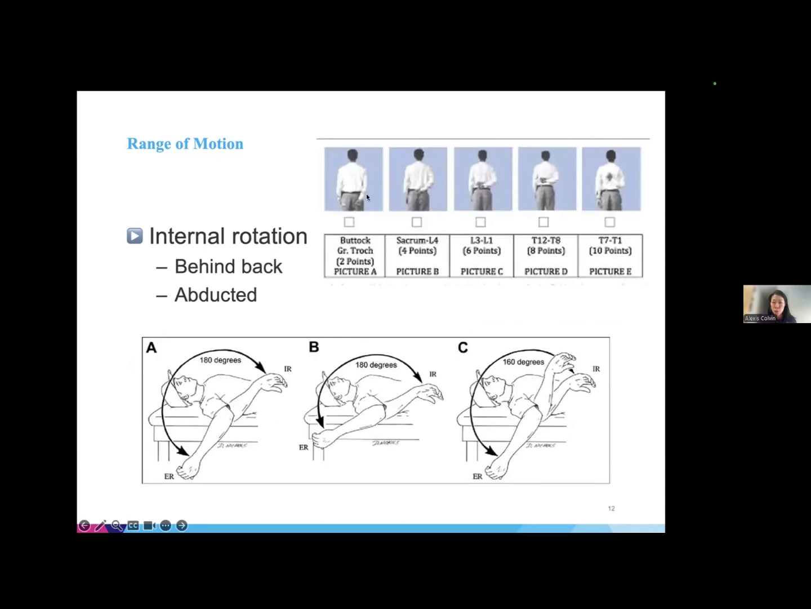And then internal rotation, I usually will use spine levels. So I have the patient reach behind their back and see how high up they can go. And so just as a point of reference, the bottom of the ribs is about T12. If they can only make it to the sacrum versus the other, the contralateral side, they can go all the way up to their scapula, then that's a significant difference. And usually I'll note that in my exam.